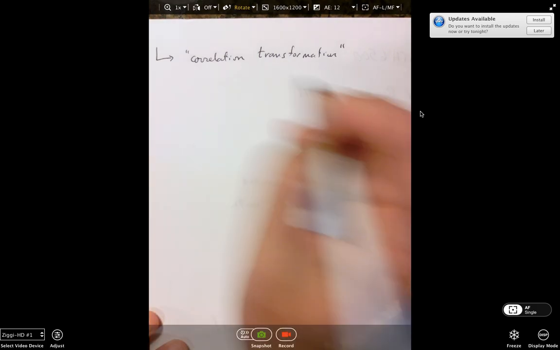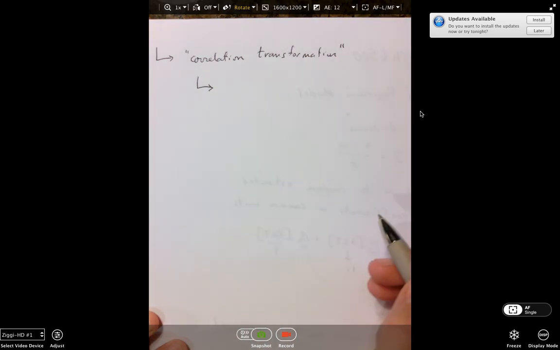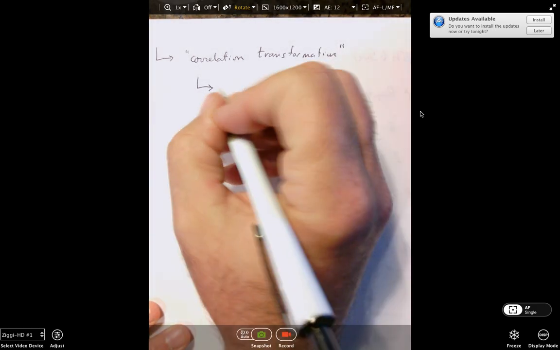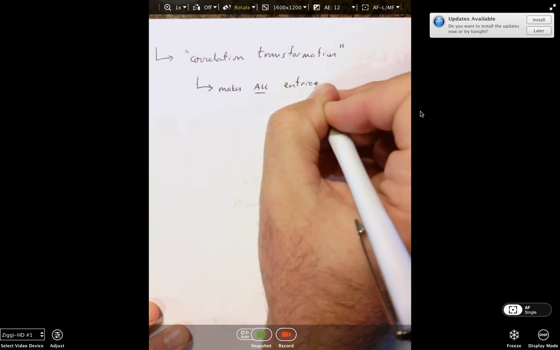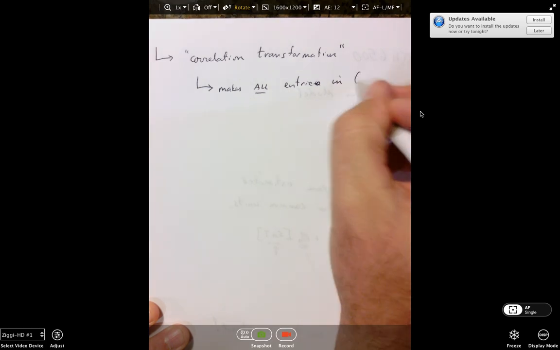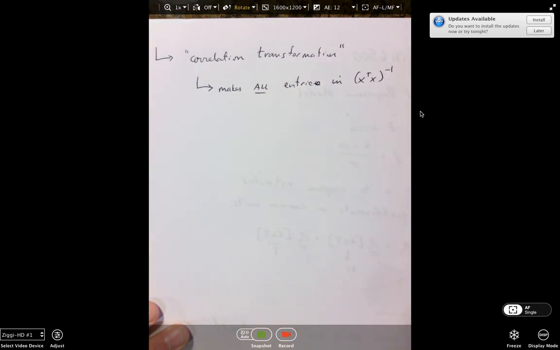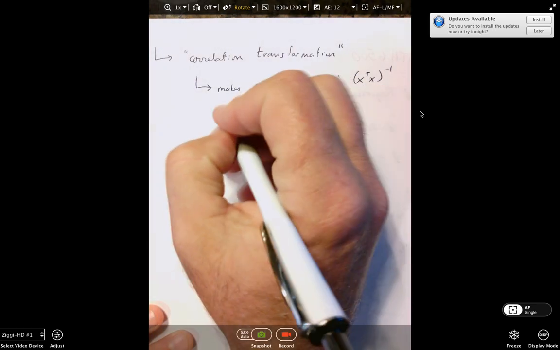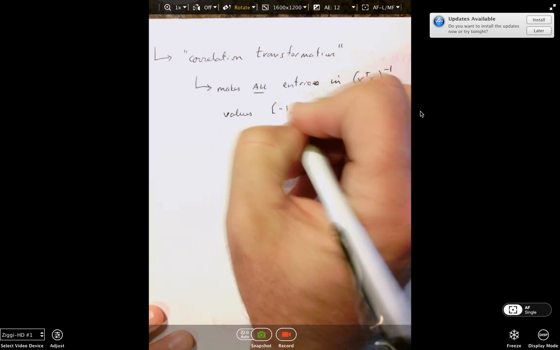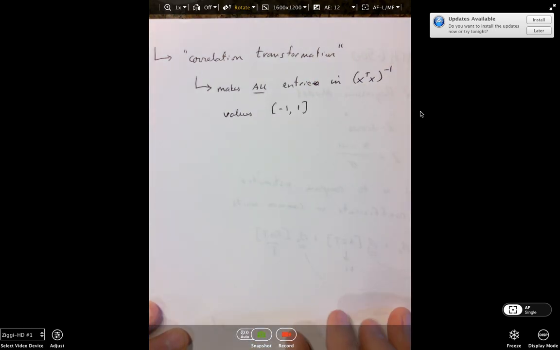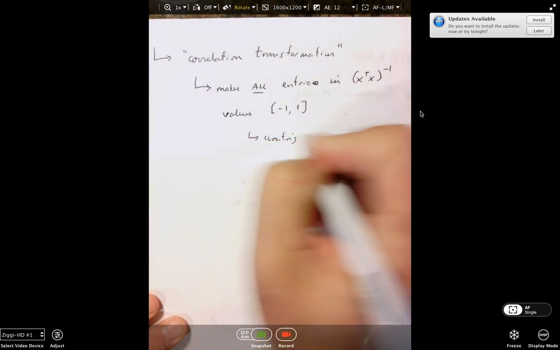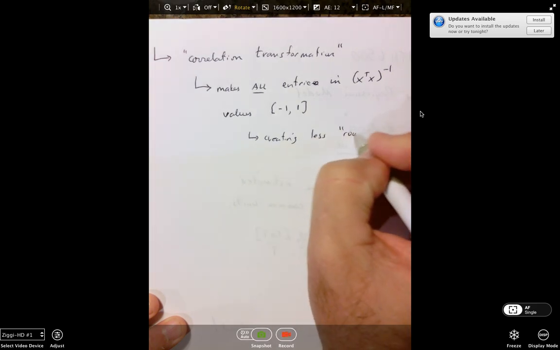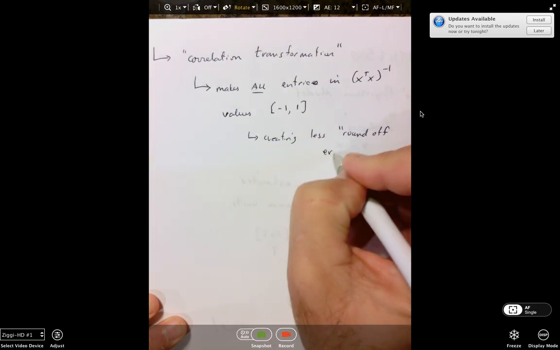What the correlation transformation does for us is it makes all entries of the matrix X transpose X, the inverse, assume values from -1 to +1, creating less of these round-off errors.